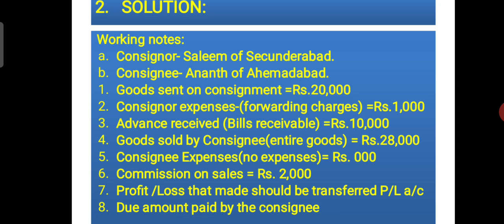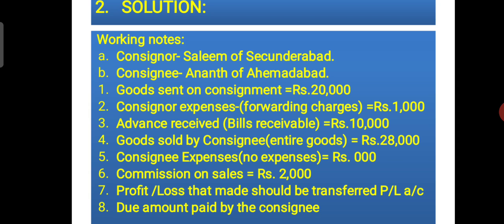Okay student. Next, consignor expenses. In this problem, consignor paid forwarding charges rupees 1,000. Okay. Next, advance received in the form of bills receivable from consignee. In this problem, rupees 10,000. Goods sold by consignee. So here consignee sold the entire goods for rupees 28,000. Okay. And next, consignee expenses. In this problem, consignee didn't spend any money on consignment business. So there are no consignee expenses.